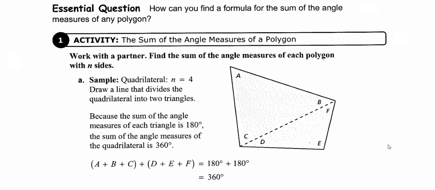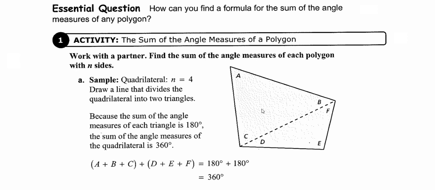So here's the worksheet that I was referring to in the end of the 5.3 lesson. In this worksheet, we are going to derive an equation that's going to help us in the main assignment for the 5.3 section. All right, so this is a little sample that they give you. It says a sample quadrilateral, n equals 4, where n is the number of sides.